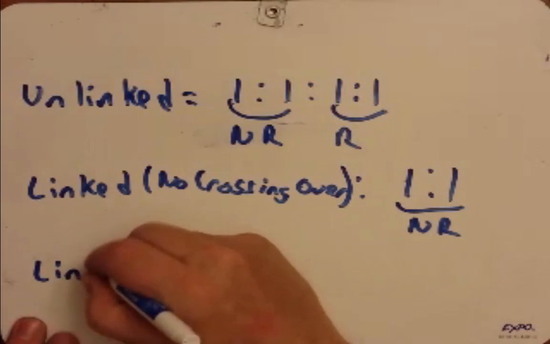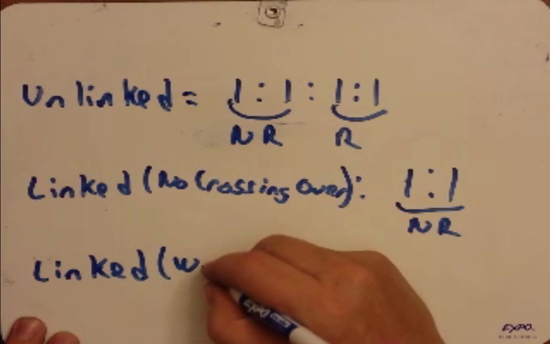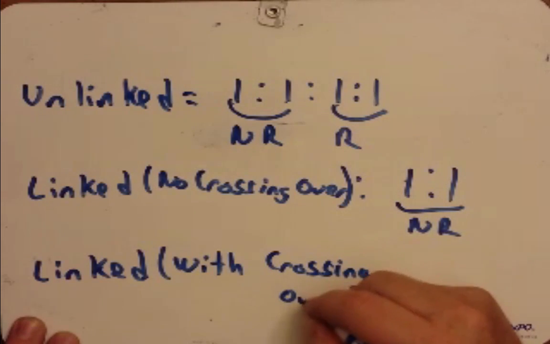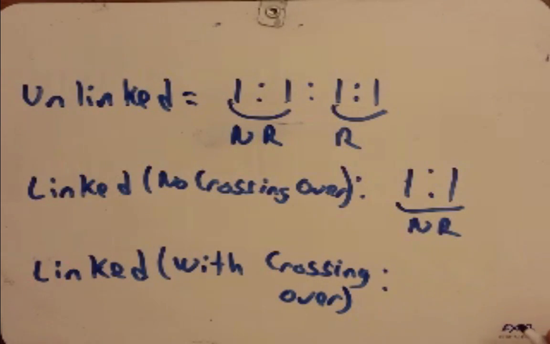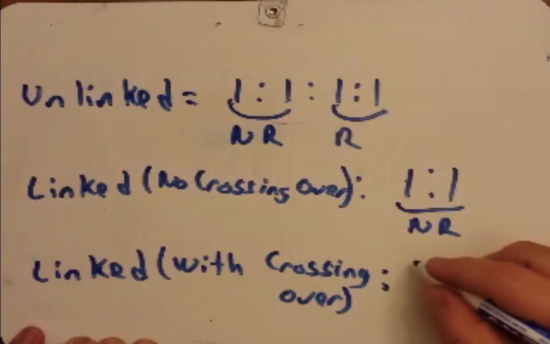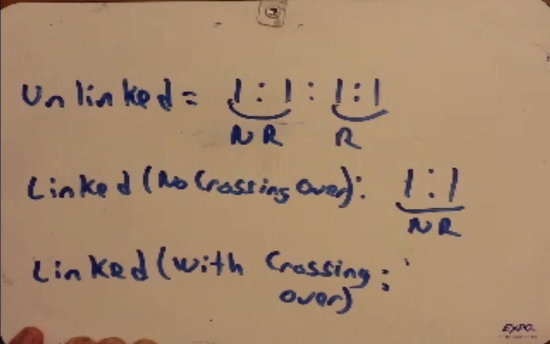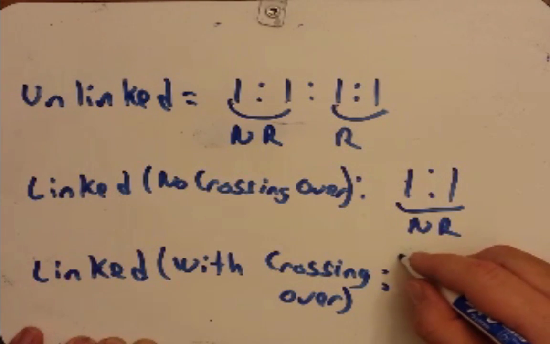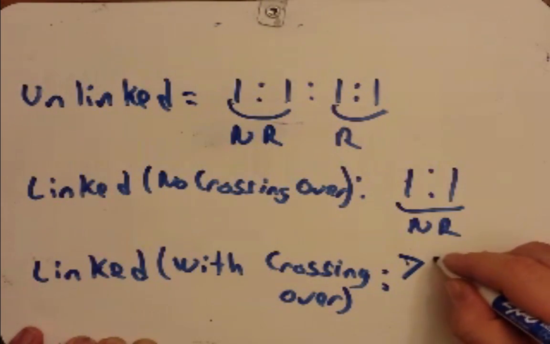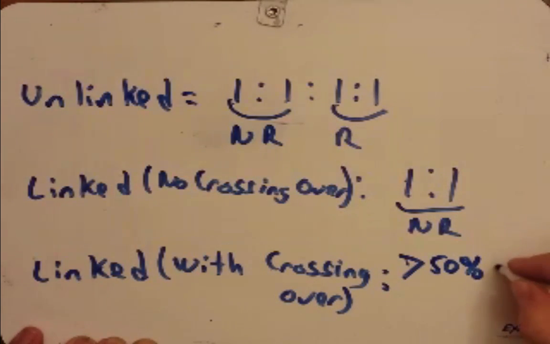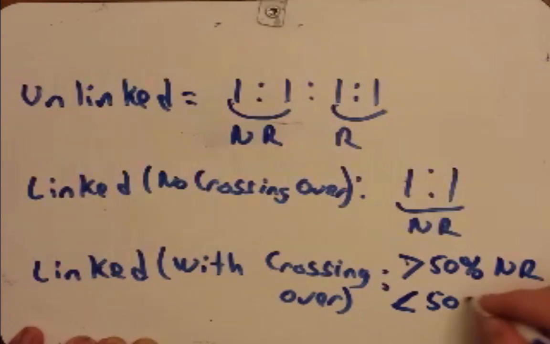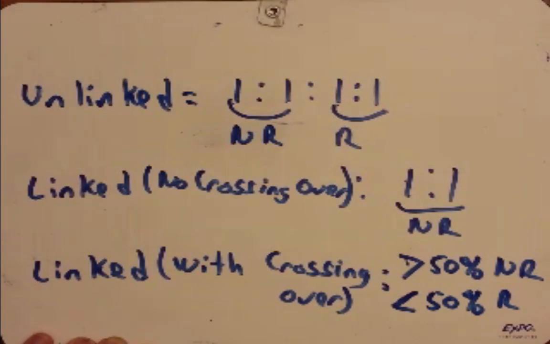And then the last one was linked with crossing over. And remember, on the last slide we said that in each of the non-recombinant classes there would be greater than 25%. So in the non-recombinant classes, if we add them together, we'll have greater than 50% non-recombinant. And likewise, we'll have less than 50% of the recombinant classes. This is what we would predict.